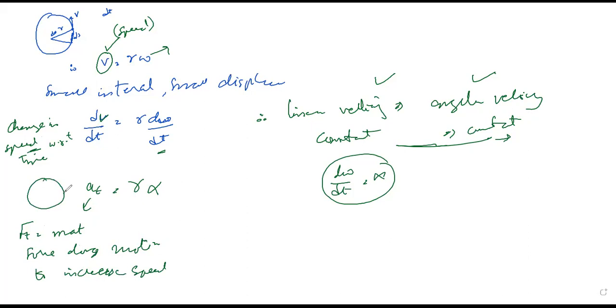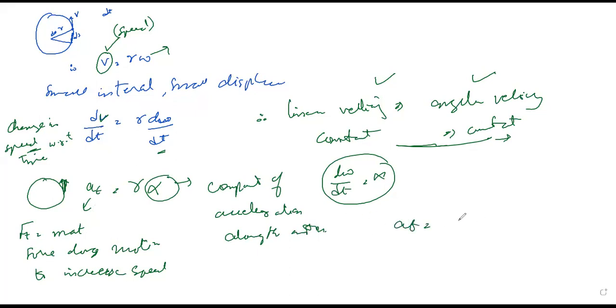For example, the particle is moving in circular motion. The force required to increase its speed is along its tangent. So this is the tangential acceleration, whereas this is the component of acceleration along the motion. So AT is equal to R alpha.